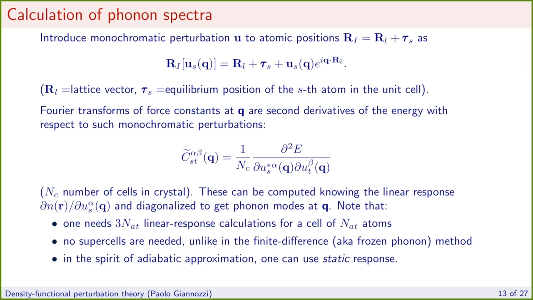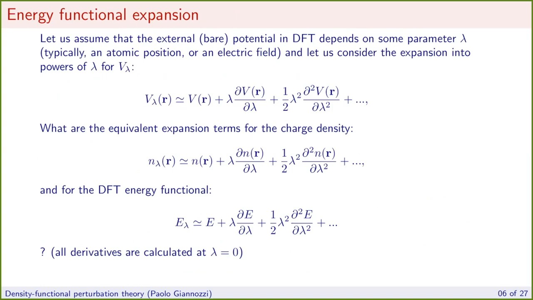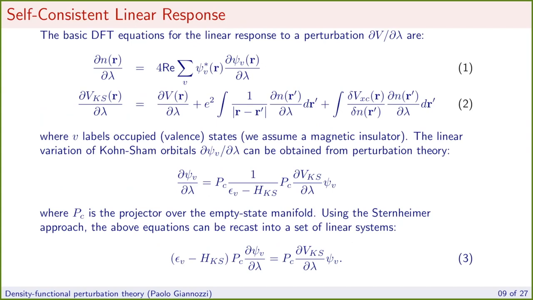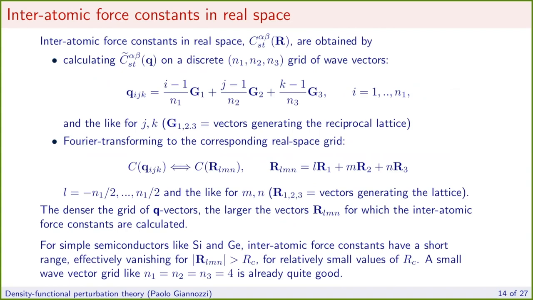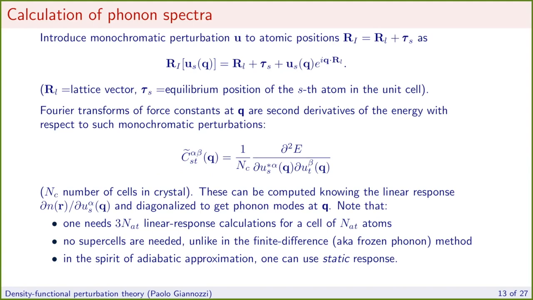Also, something that has to be noticed is that until now we have used the static response. In the self-consistent calculations, we have used the response to a static perturbation. The perturbation is not really static, but we can consider it static because it is static with respect to electronic frequencies. As long as the adiabatic approximation holds, you can use the electronic static response, because the phonon frequencies are much smaller than typical electronic frequencies, and so electrons respond much quicker than the ions.